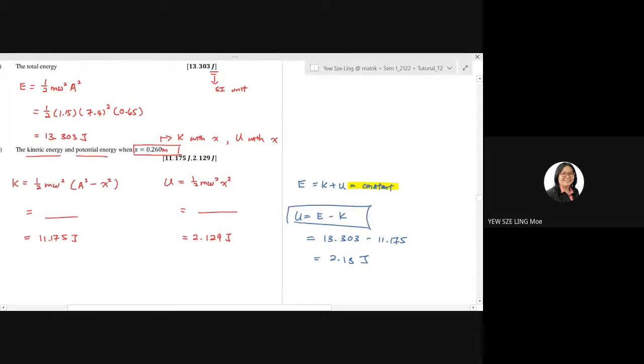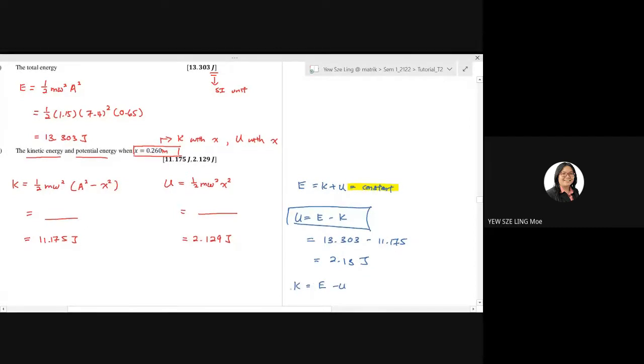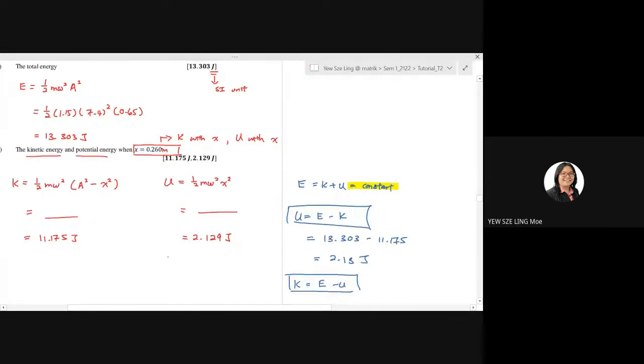Either you calculate K first and then determine U by using U equals E minus K, or you can calculate U first and then calculate K by using E minus U. It is up to you which combo you want to use. You can calculate K and U by using the equations in the red color. So you have three combos, and it's up to you which one you want to use.